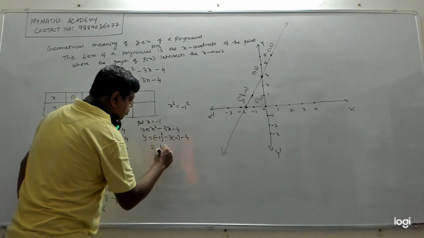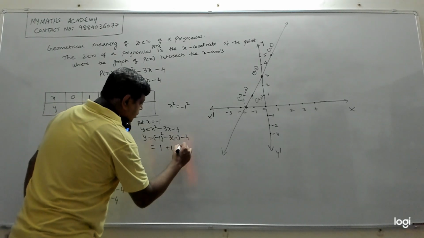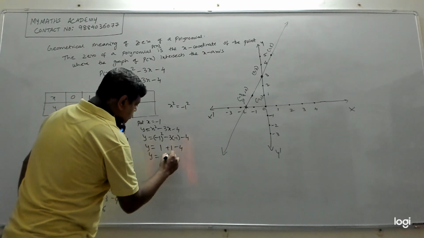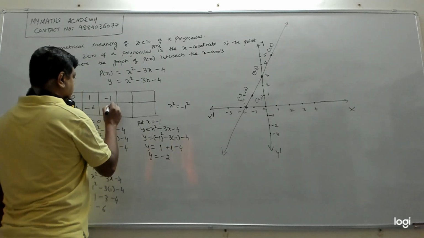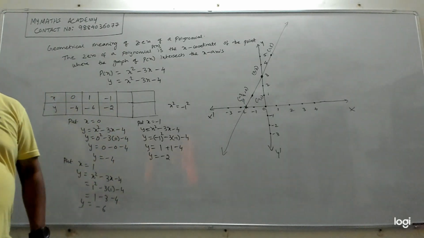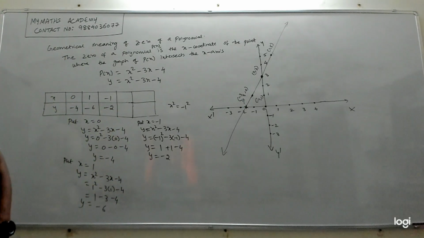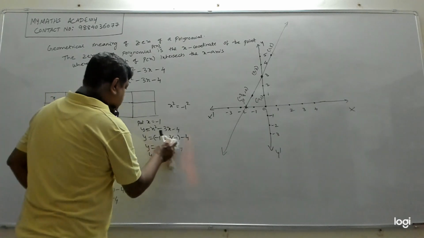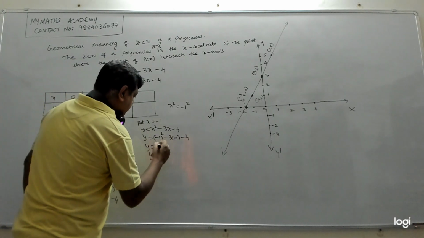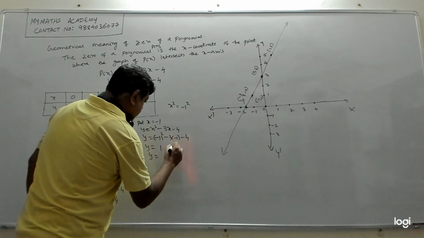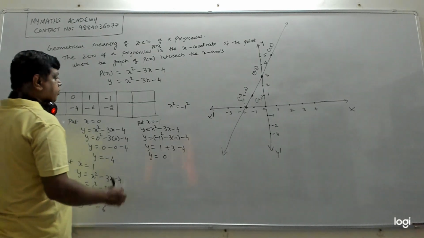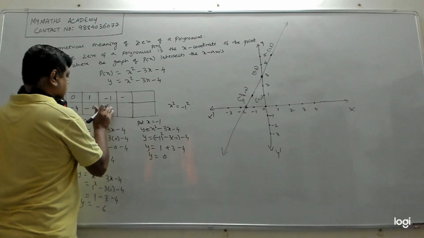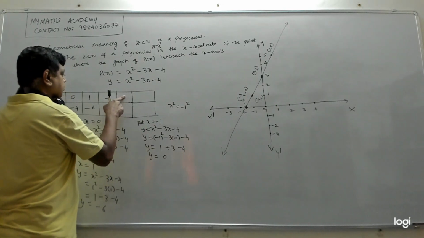So minus 1 square is 1. Minus 3 into minus 1 is plus 3, minus 4. Oh sorry, I made a mistake. So minus 1 square is 1, 3 times 1 is 3, minus 4, so you get 0. Sorry. So 3 into 1 is 3, right? So when I put x is equal to minus 1, I am getting y as 0.